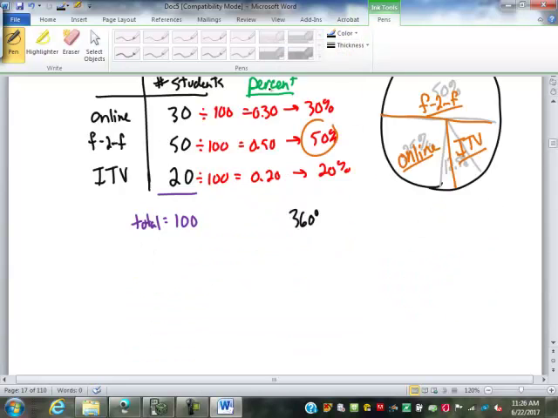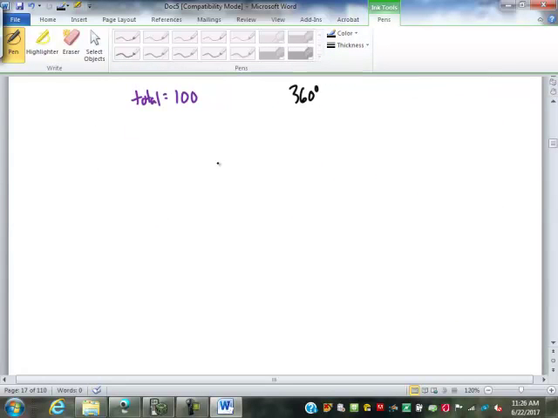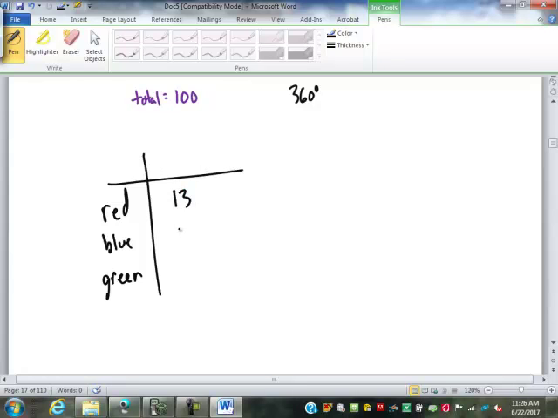If they don't add up to 100, let's say we're going to survey people on their favorite color. We're only going to give them 3 choices, red, blue, and green. And let's say the number that choose red, let's say there is 13 that choose red, 11 that choose blue, and 16 that choose green. We need to find the total. What's the total here? 40. So to find percents, I'm going to divide each of them by 40.